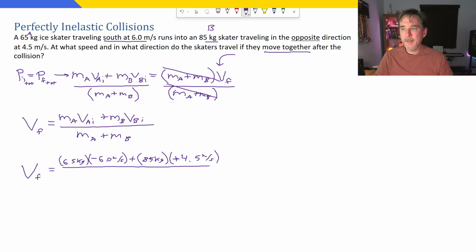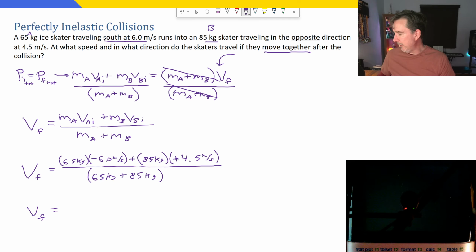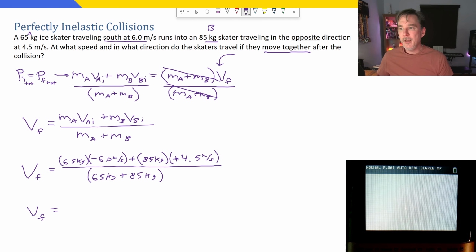Divided by the total mass. So 65 kilograms plus 85 kilograms. And now it's just solving. Okay, so you do have to be careful. You want to make sure you do order of operations correct. If you are in doubt about your calculator skills, hopefully you've got your calculator practiced. You know how to use your calculator. Bottom line is, this is it. It's just calculation now.